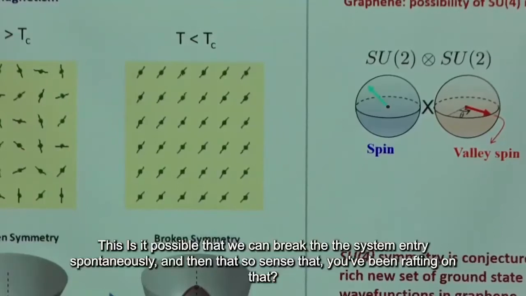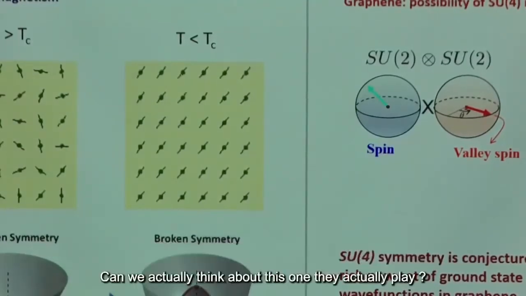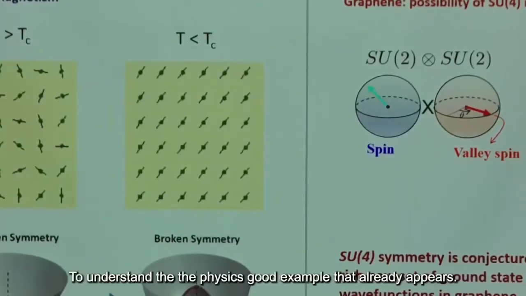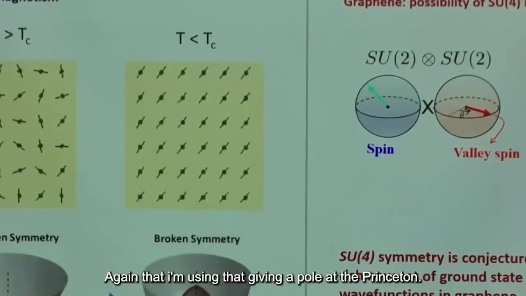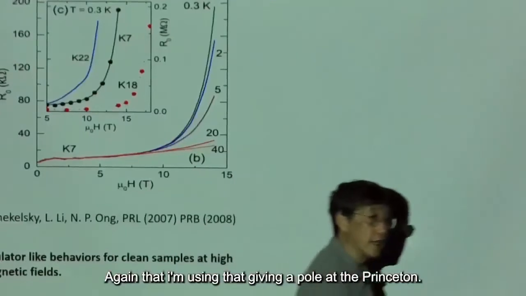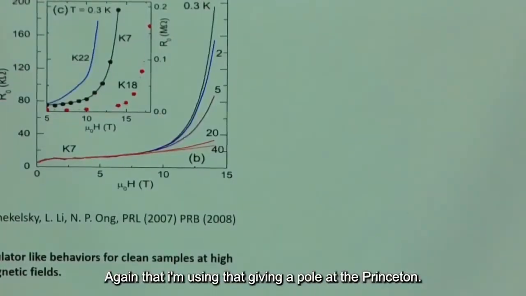Already quite early on in graphene research, this multi-componentness was recognized as playing quite an important role in understanding the physics, especially the interaction physics, going into graphene. A good example that already appears, again, I'm giving a talk at Princeton, so I will give you a lot of Princeton results, also important results.